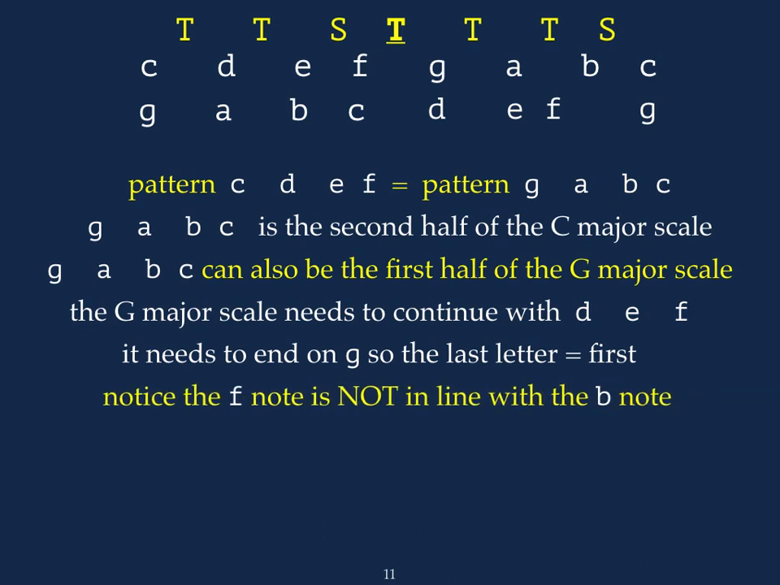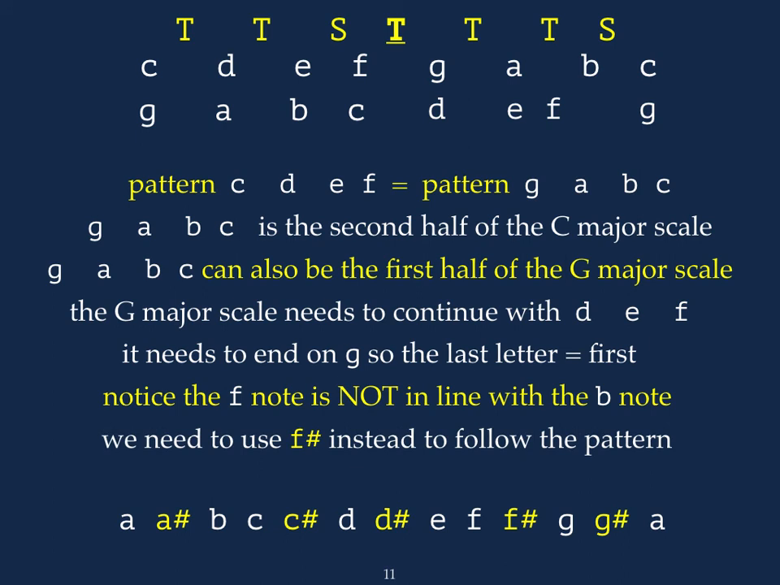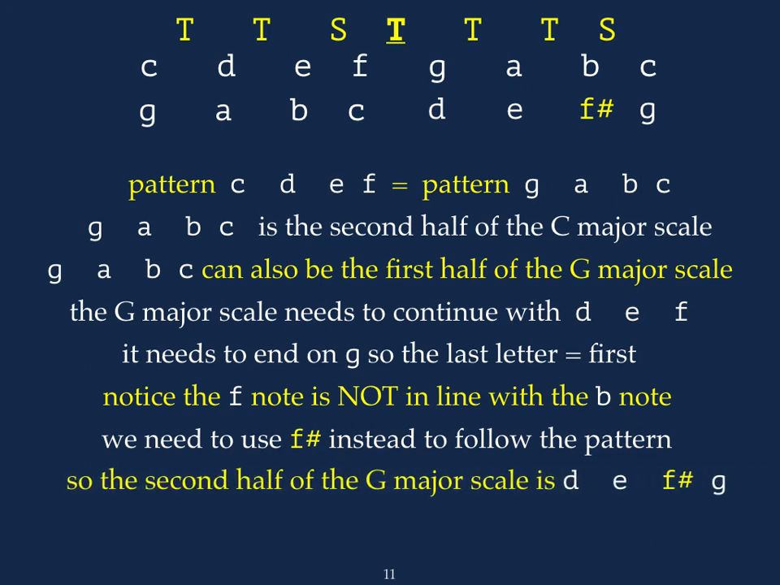Notice that the F note is not in line with the B note. So we need to look again at our choice of 12 notes. The F needs to be moved to be an F sharp. If you look at the bottom there, F sharp comes after F. This means that E to F sharp will fit the pattern of tone. Take a look back at the top. F sharp, but not F. Now we can see that F sharp to G also fits the pattern of semitone. So the second half of the G major scale is D, E, F sharp, G.